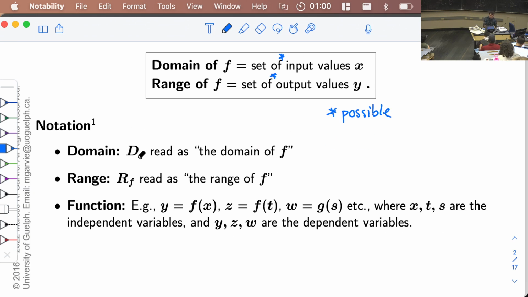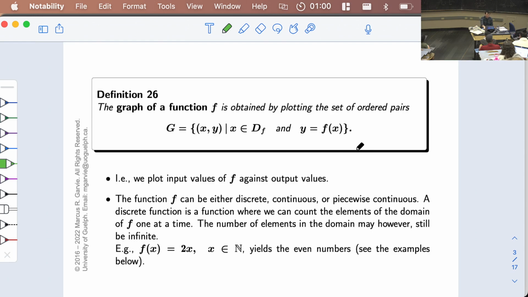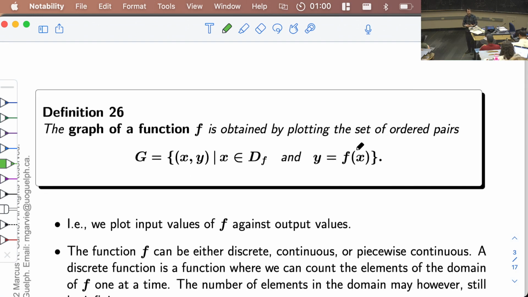So we're going to use this notation Df, that means the domain of f. Rf is the range of f. And we're going to use the same notation as before with f and g and so on that we've seen already. Okay. So we have the notation for domain, we have the notation for range. We talked about the graph of a function last time. Now we're going to do the graph of a function written in symbols.